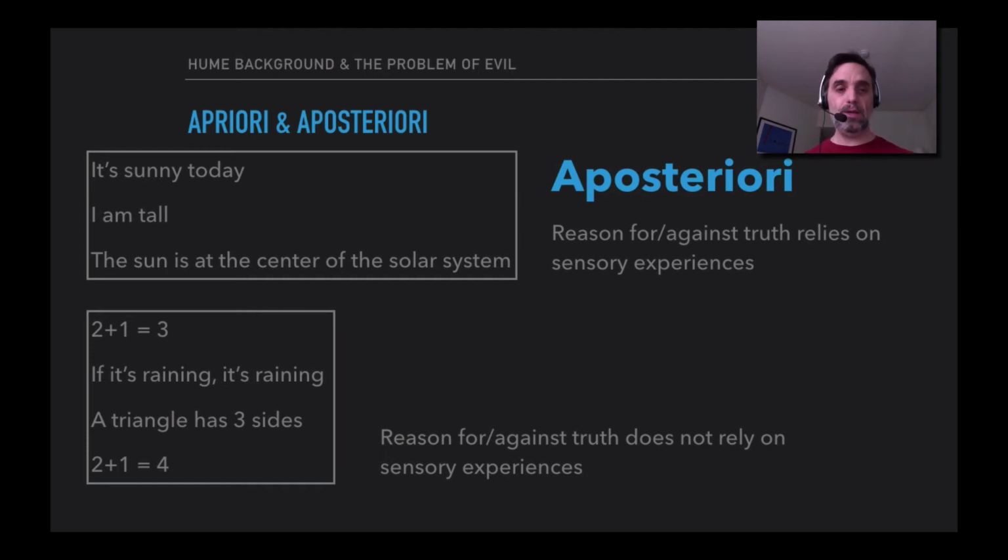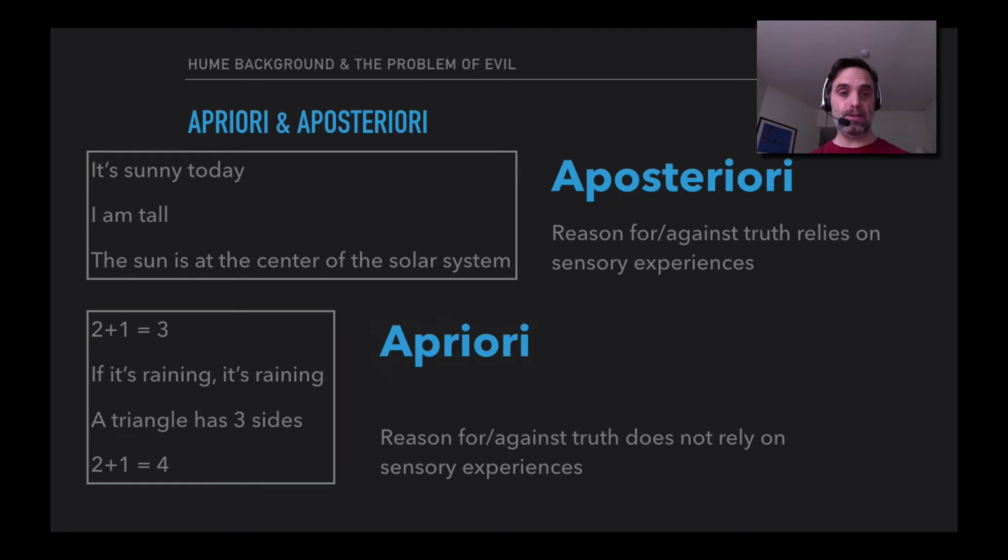2 plus 1 equals 3? Yeah, 1 is the first number, 2 is the second number, 3 is the third number. Plus 1 moves you to the next number, so 2 plus 1 is, 2 is the second number, plus 1 takes me to the third number, and that's 3. And I can see in a similar way that 2 plus 1 is not 4. So these claims are called a priori.